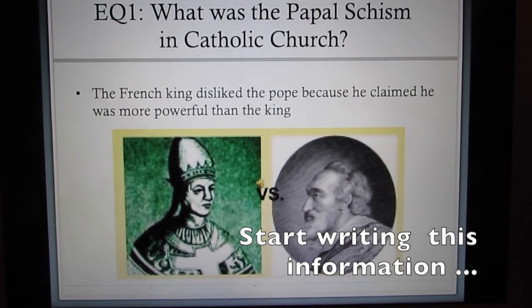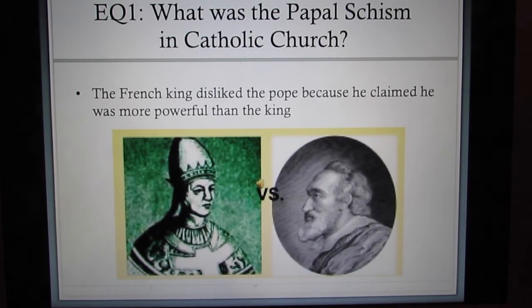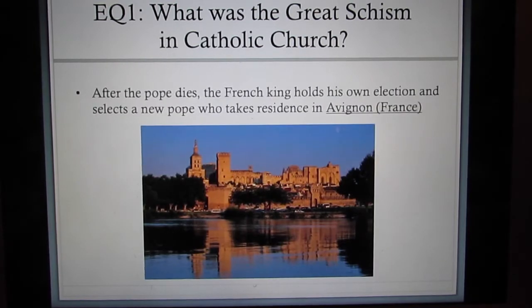Ultimately, the French king, we see him here on the left, decides that he does not like the Pope because the Pope is claiming that he is more powerful than the king. However, after the Pope dies, the French king holds his own election and selects a new pope who takes residence in Avignon, France. So we see one pope elected, and he is living in a different location.